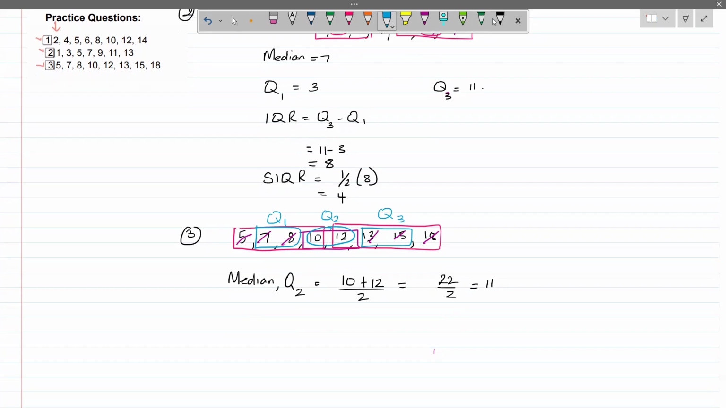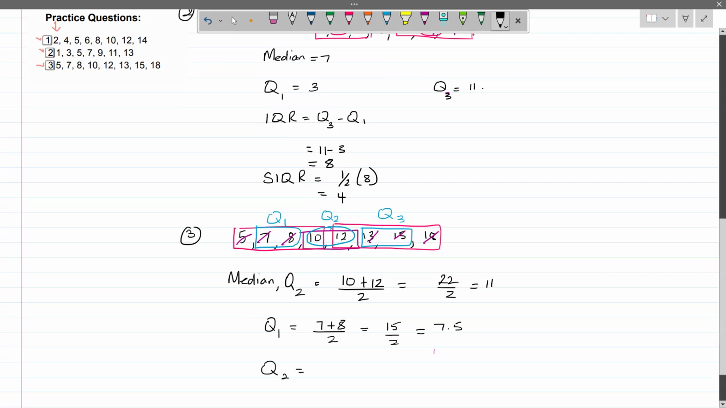So we're going to get here for Q1, 7 plus 8 over 2. That's 15 over 2, 7.5. And Q3 is going to be, what's this here? 13 plus 15 over 2. That's 28 over 2. You're going to get 14.